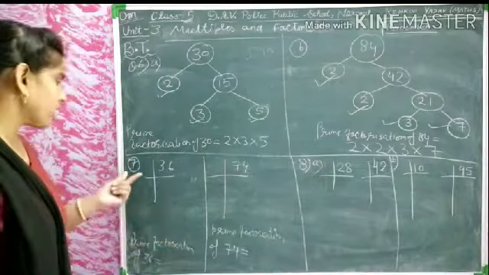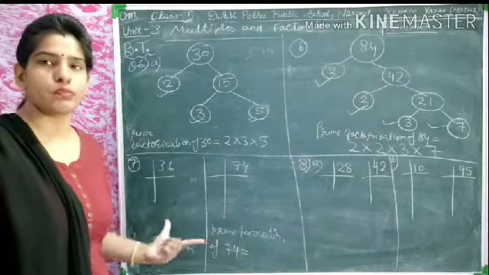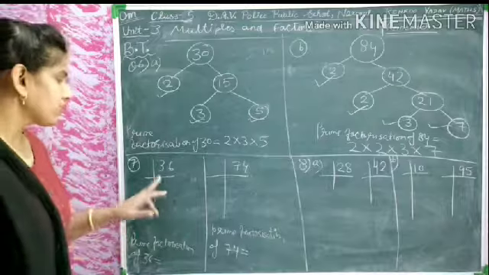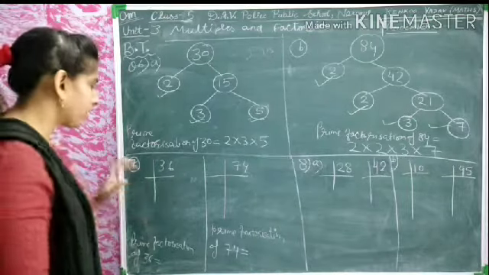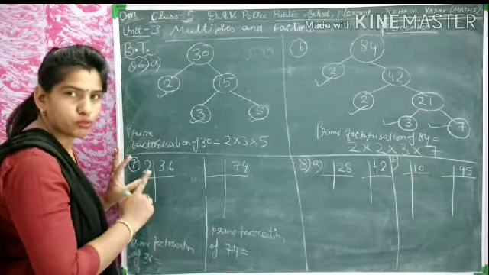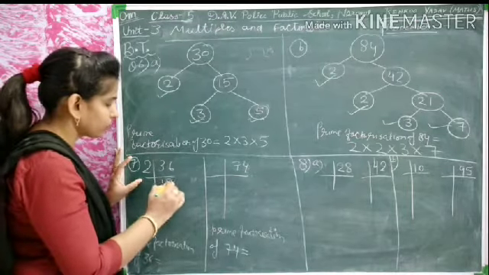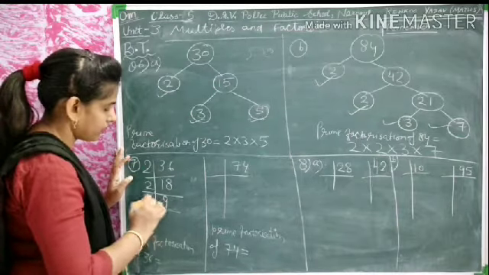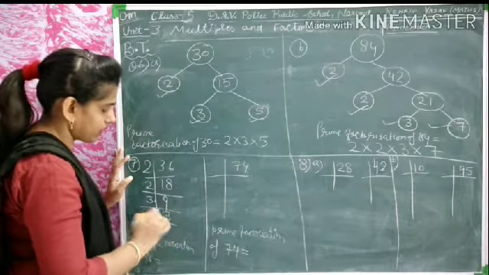In question number 7, we have to find the prime factorization by the division method. So it's the division method. Divide it by 2, the smallest prime number. 2 1s are 2, 2 8s are 16, 2 9s are 18. 3 1s are 3, 3 3s are 9, and 3 1s are 3.